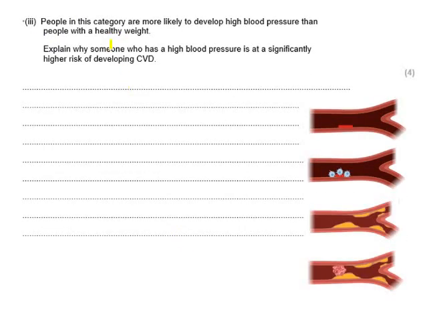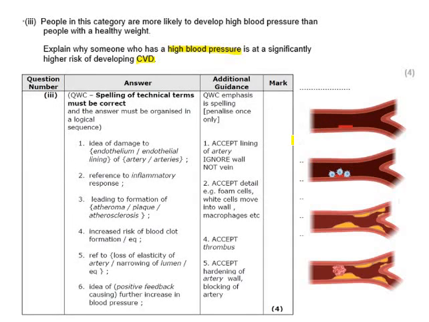And next question. People in this category are more likely to develop high blood pressure than people with a healthy weight. Explain why someone who has high blood pressure is at a significantly higher risk of developing cardiovascular disease. So again, atheromas, coronary heart disease, strokes. For this question, because it was a starred question, it means that the spelling of key terms must be correct for you to get that mark.